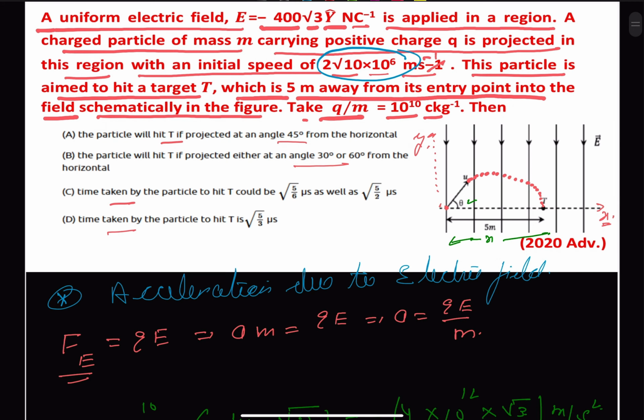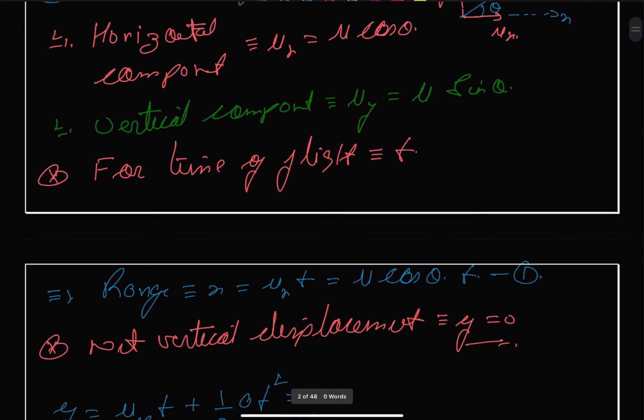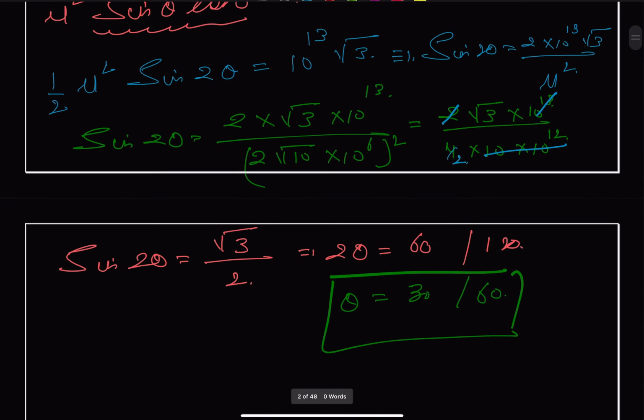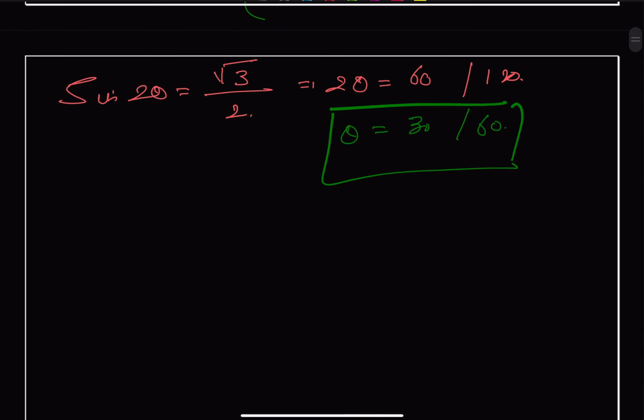So obviously option A is not correct and option B is correct, because it is saying both 30 and 60. So we can easily find out that option B is correct.